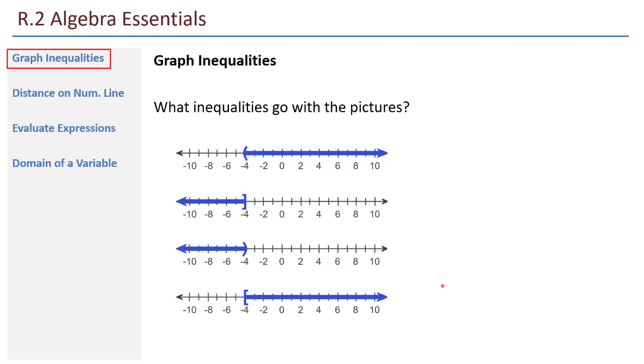What if we go in the opposite direction? I start with the 4 graphs. Can you figure out what the 4 inequalities are? I'll give you a second.